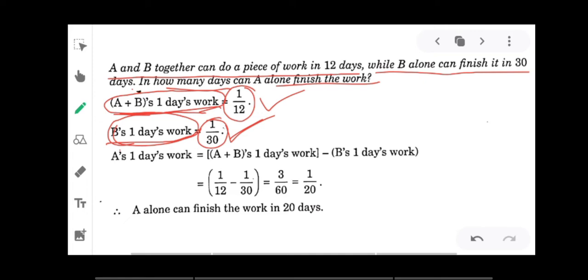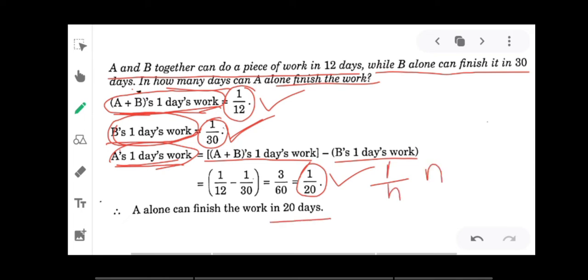Okay, so A's 1 day work will be (A plus B)'s 1 day work minus B's 1 day work. Clear? Now if you subtract this, we'll get 1 upon 20. That is A's 1 day work, that means 1 upon n. So A can finish the work in n days, that means 20 days. A alone can finish the work in 20 days.